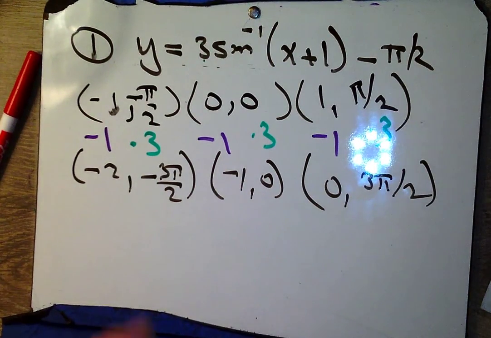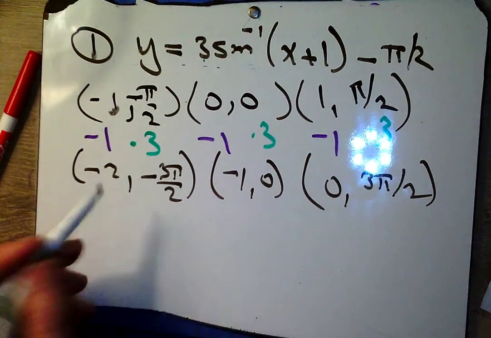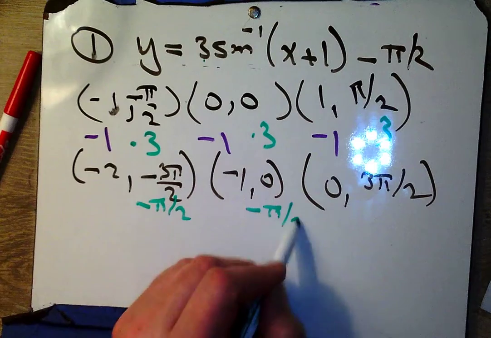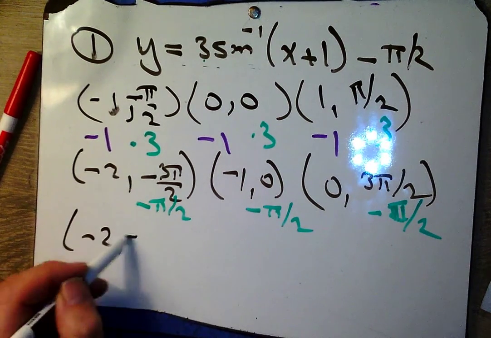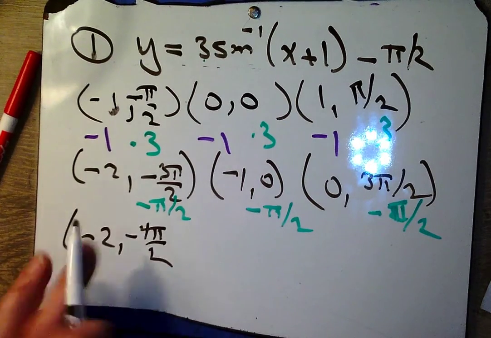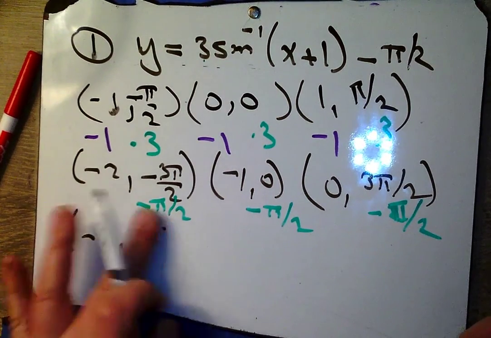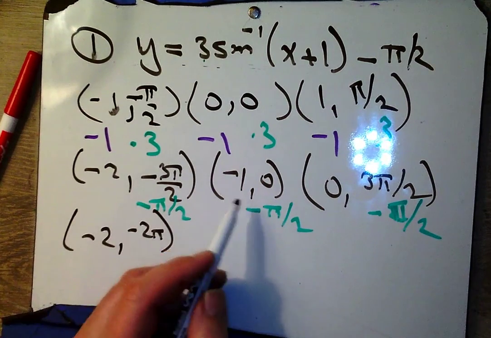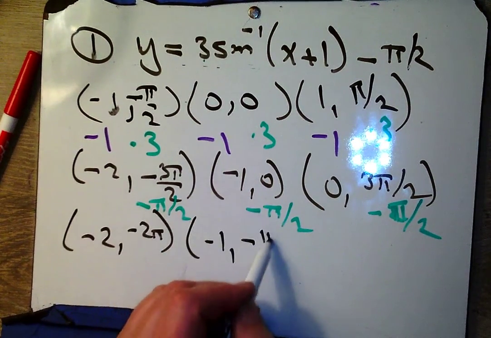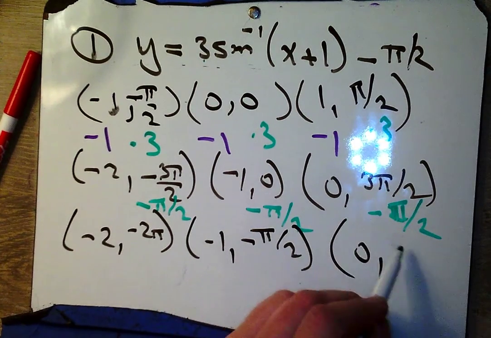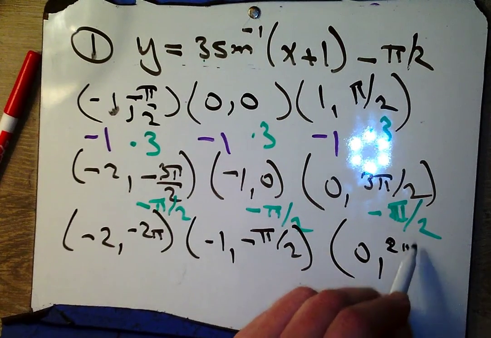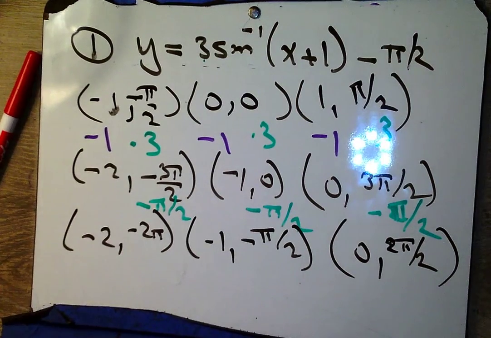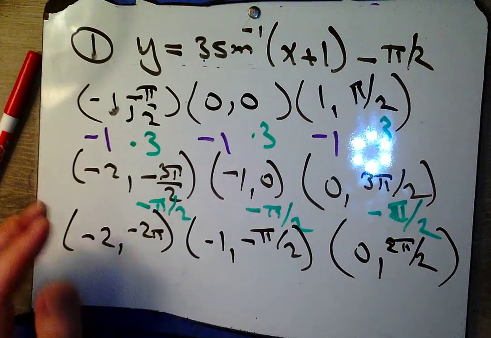Good. Almost, but not quite done. We still need to take care of this. So subtract pi over 2. And what do I get? Negative 2 minus 4 pi over 2. 4 pi over 2, that's negative 2 pi. Here I have negative 1, negative pi over 2. And here I have 0. 3 pi over 2 minus 1 pi over 2 is 2 pi over 2, or just pi.